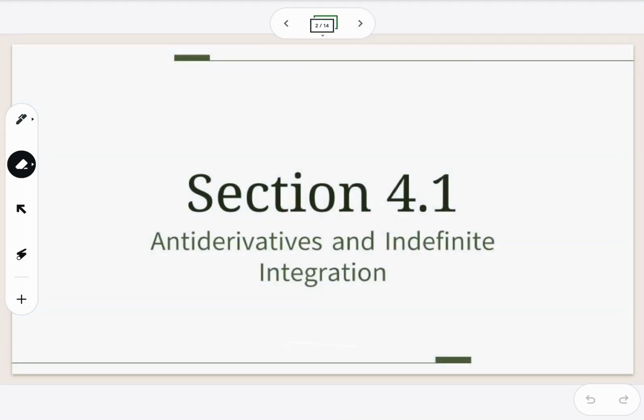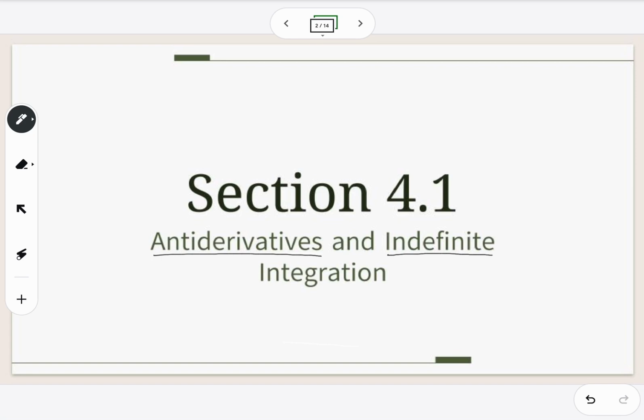So section 4.1, we're going to be talking about antiderivatives and indefinite integration. We need to start with indefinite integration. Think of it as kind of the simpler version. And then eventually in a couple days, we're going to talk about definite integration. This term right here, that's a pretty important one, antiderivatives. Think of this as, okay, you know how to find a derivative. Finding the antiderivative is basically that process, but in reverse.